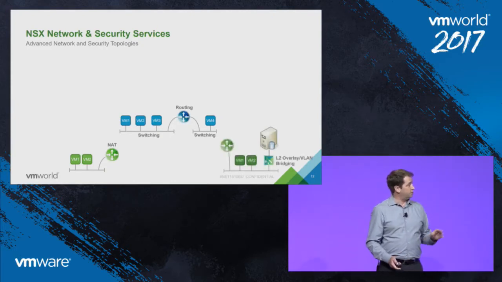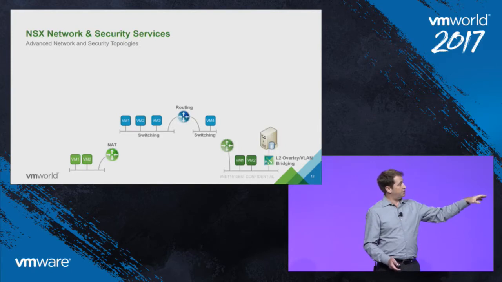Here's an example of the layer 2 bridging. Here we have a logical switch with a router all in the virtual world and then 2 virtual machines. And we're bridging out to a physical machine.